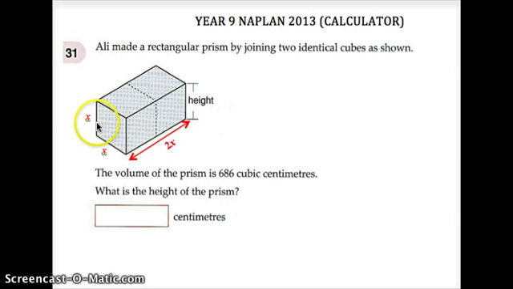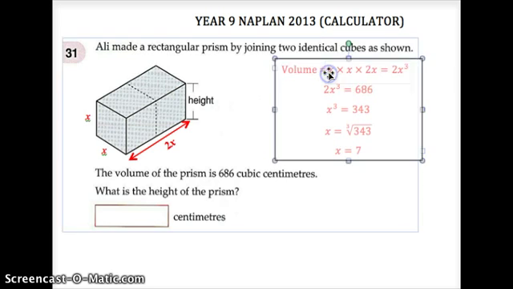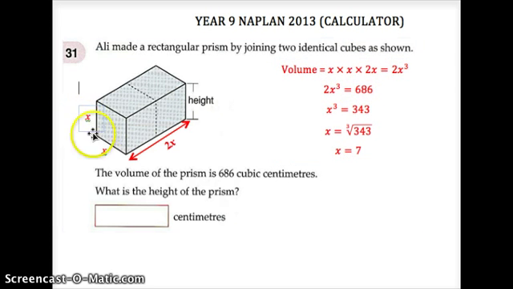Now, we know that to work out the volume of the prism, you multiply length times base times height. So volume equals x times x times 2x, which is 2x cubed. We also know that the volume of this whole prism is 686 cubic centimeters, so that means that 2x cubed equals 686. Next, to work out what x cubed is, you divide by 2, so 686 divided by 2 is 343. And if x cubed is 343, then x would be the cube root of 343, which is 7.